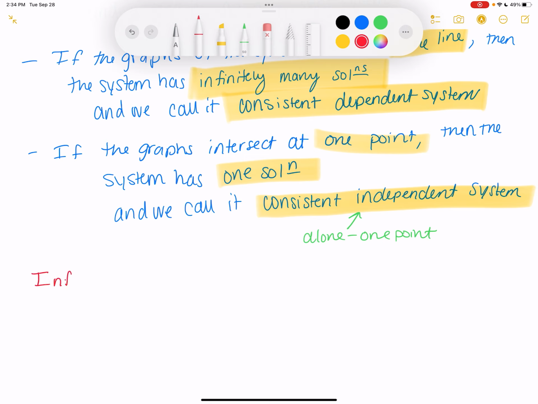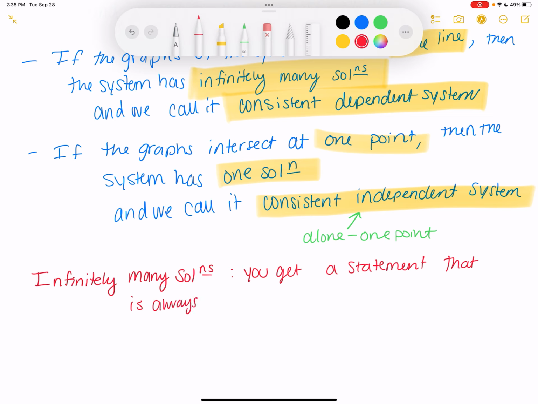So, infinitely many solutions: you get a statement that is always true. For example, -4 is equal to -4, 0 equals 0, 100 equals 100. Those are always true statements. So if you get something like that, it's infinitely many solutions.